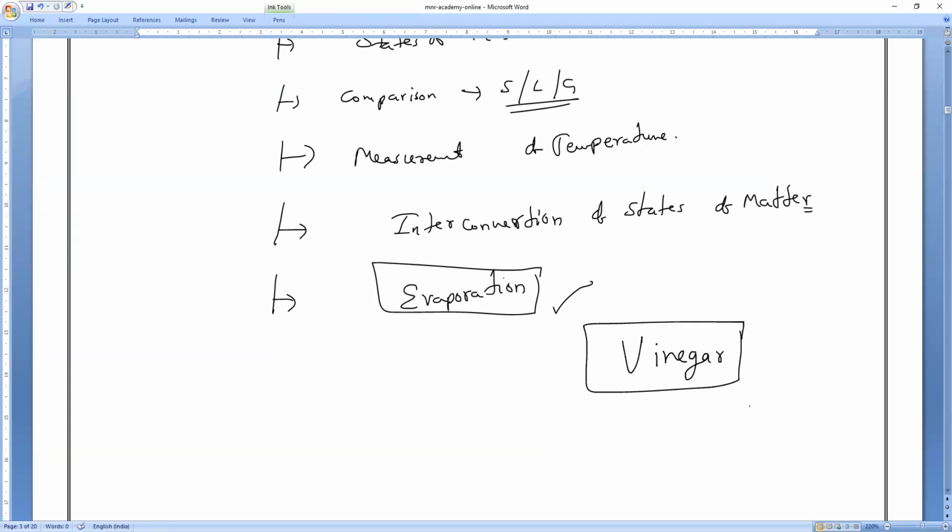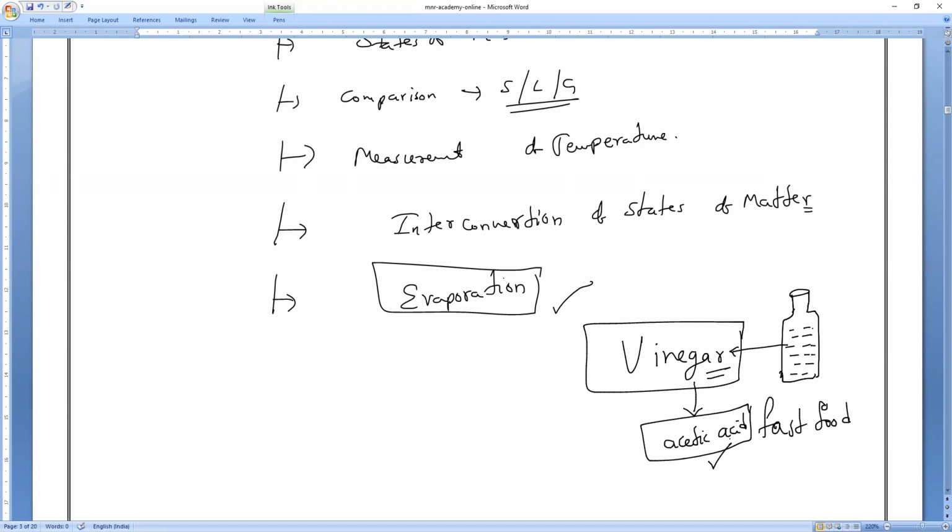If you go to a Chinese fast food center, you might see that they add some kind of liquid, light brown in color, which looks like edible oil, cooking oil. It will be in a bottle. Have you noticed it looks like a cooking oil, but it's not a cooking oil. That is actually a what? Vinegar. Understand? So vinegar contains acetic acid. What acid, everybody? Acetic acid. Understand?